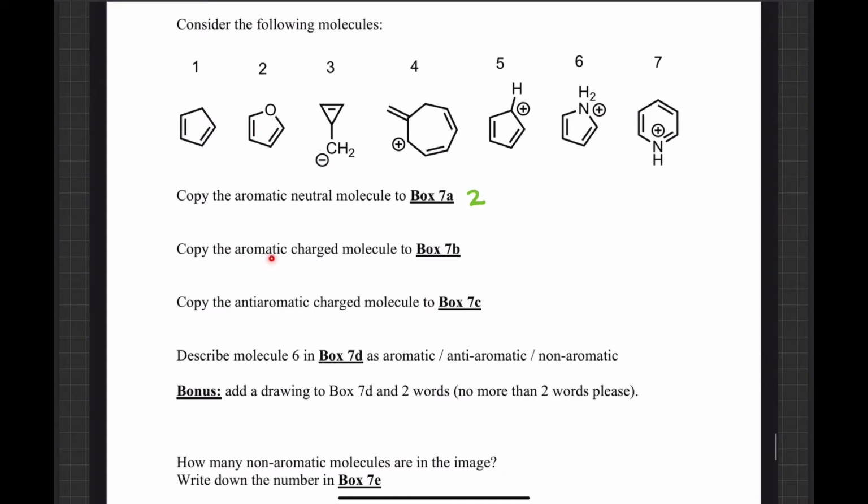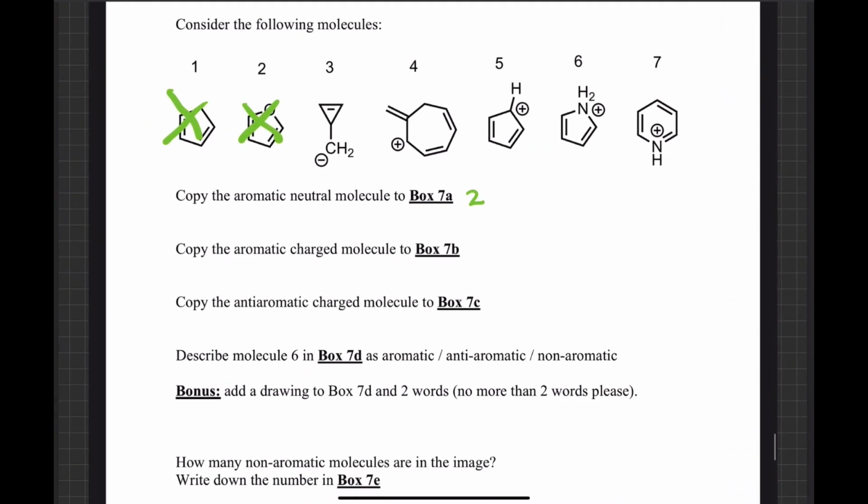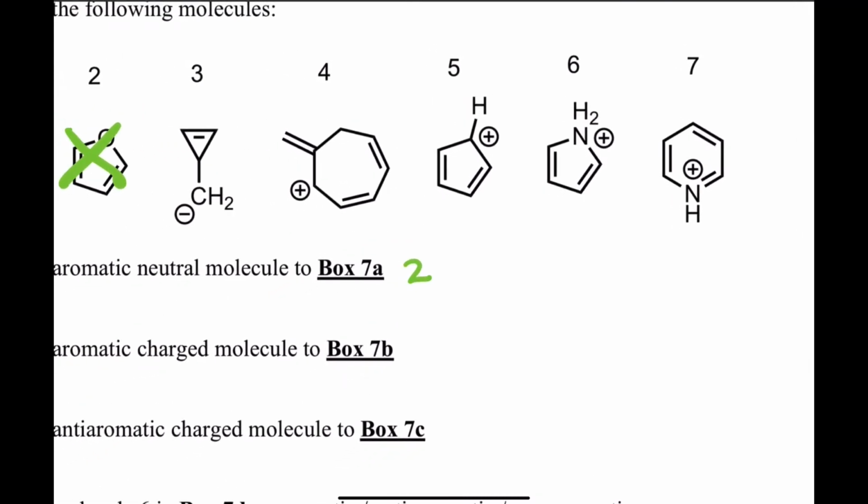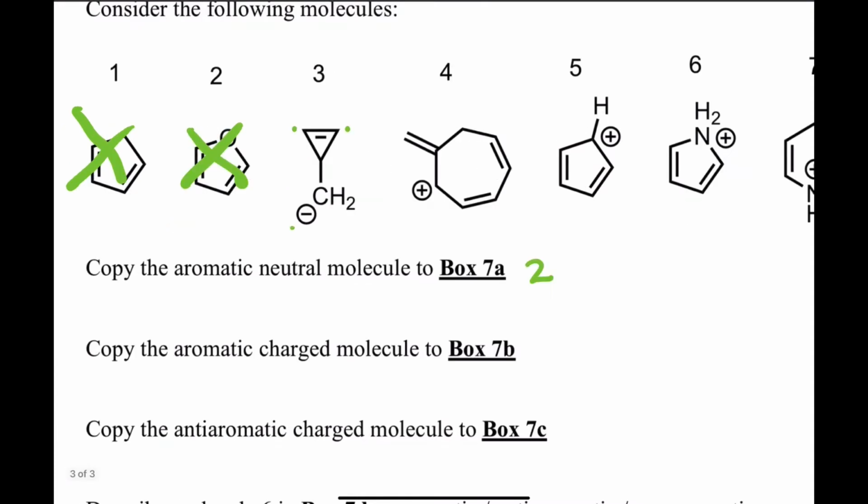7b is asking for an aromatic charged molecule, which means we can instantly cross out 1 and 2. Now let's take a closer look at molecules 3 and 4. Molecule 3 has 1, 2, 3 electrons. Since this has 3 electrons, it doesn't follow the 4n+2 rule of aromatics, nor the anti-aromatic rule, which is the 4n rule. Therefore, this can be crossed out as non-aromatic.